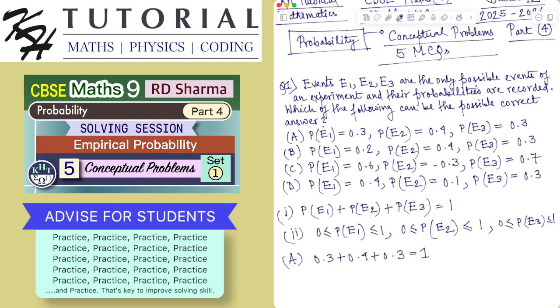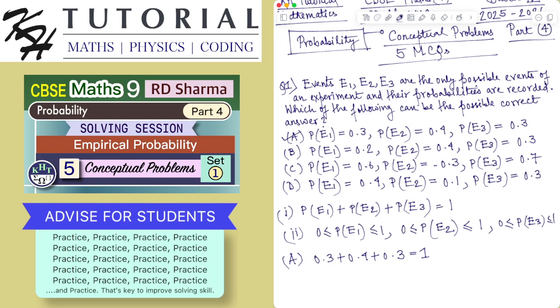So definitely choice A is correct. Now it is saying which of the following can be the possible correct answer. Okay, now I am not sure whether this is a single correct choice problem or a multiple correct choice problem. Anyway, we will see all the choices. Choice A is correct. Let's see choice B.